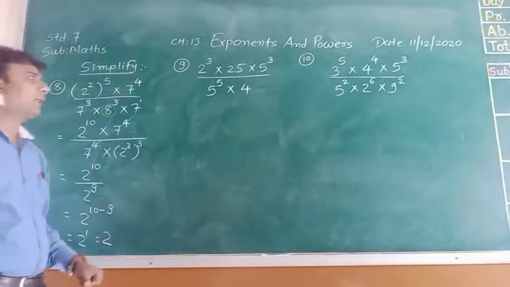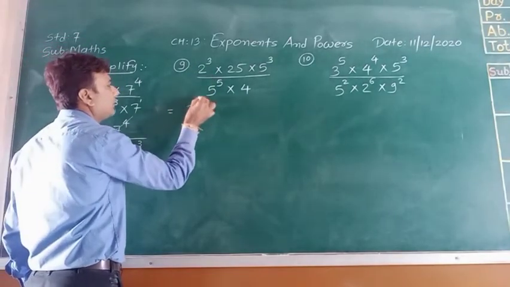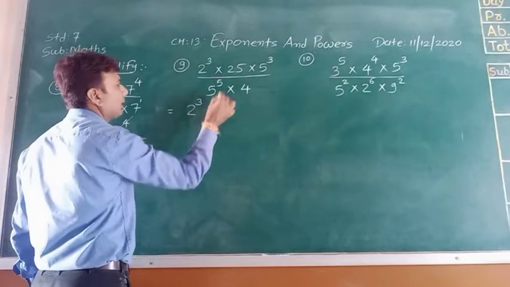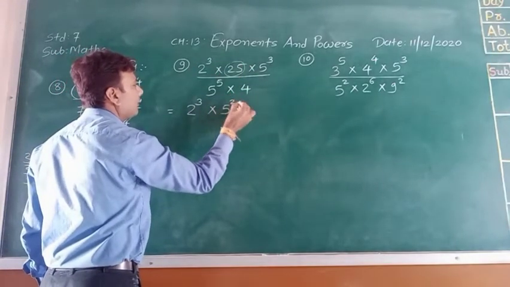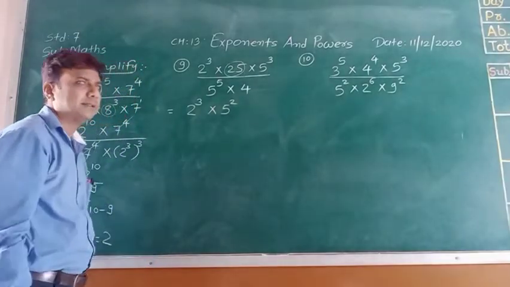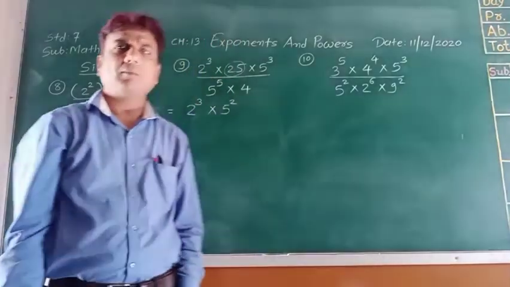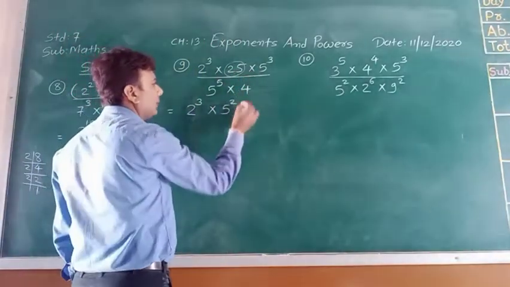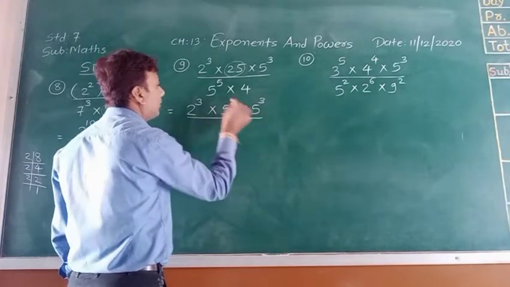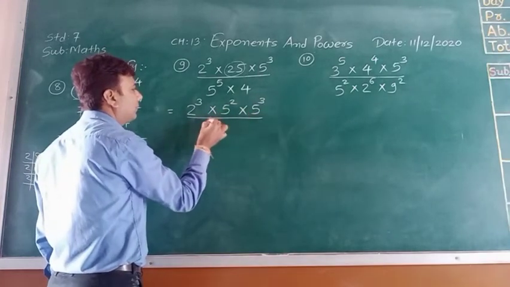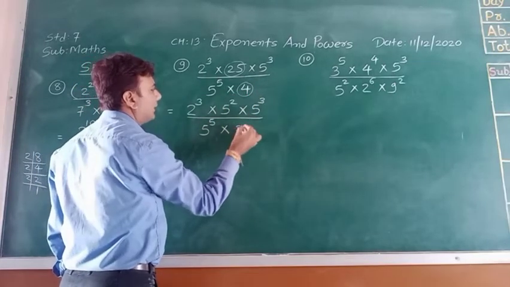Sum number 9. 2 cube, multiply 25. In place of 25, we can write 5 square, because 25 factor is 5, 5 is 25, so we have to write that. 5 square multiply 5 cube upon 5 means 2, 5, 4. 4 means we can write 2 square.